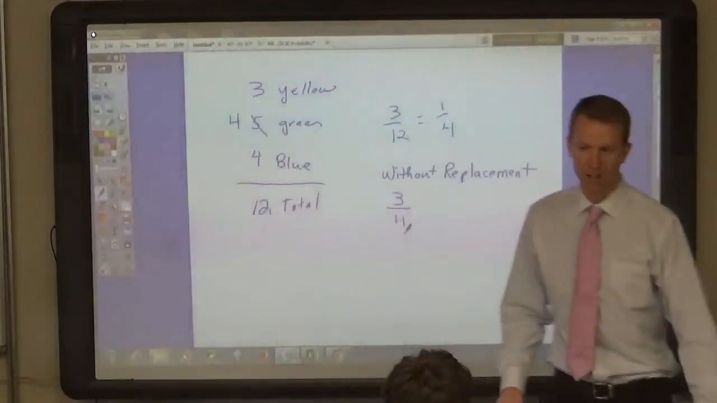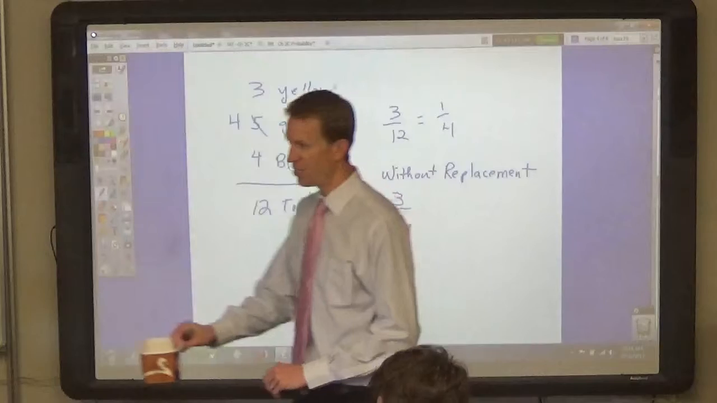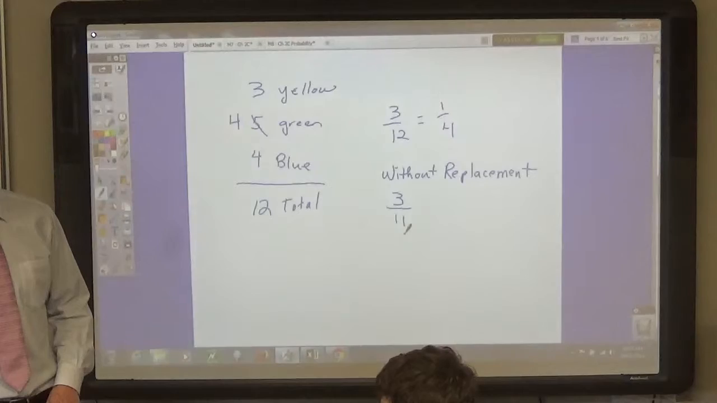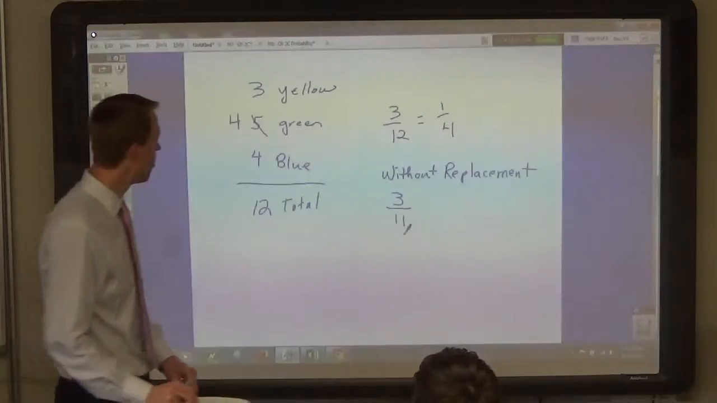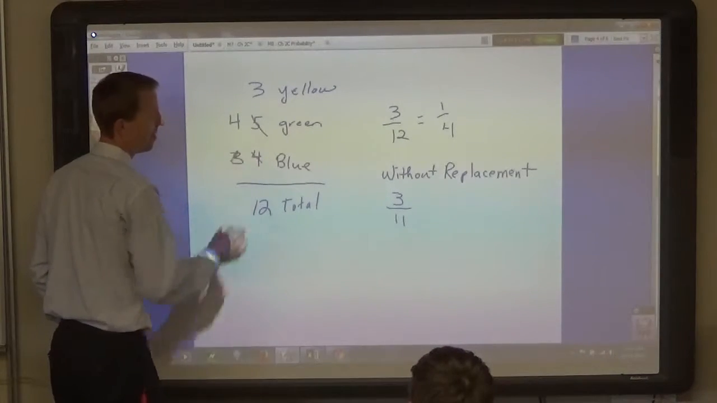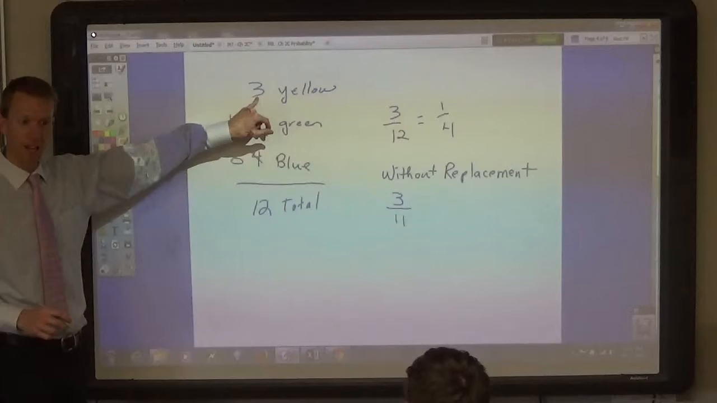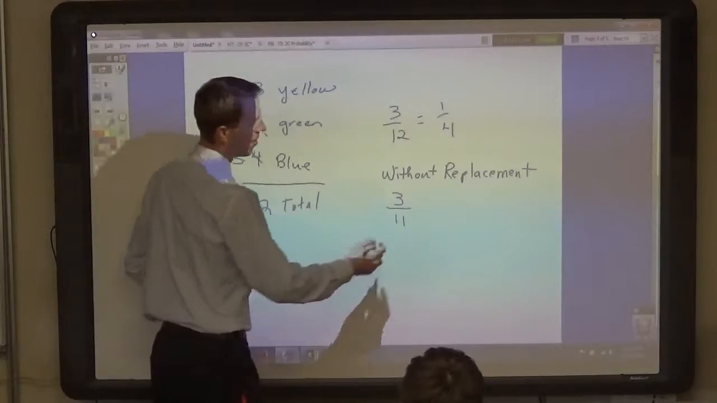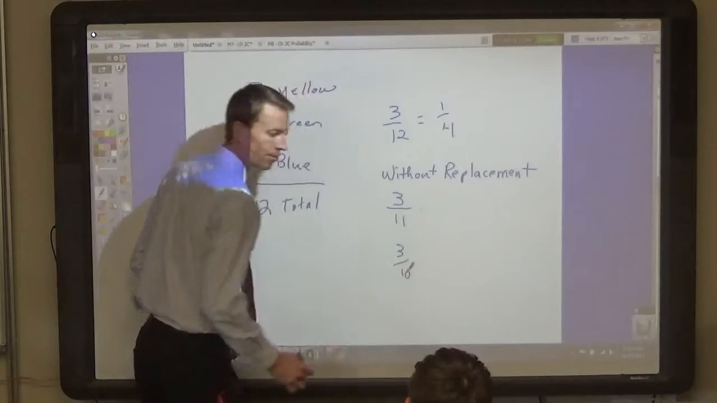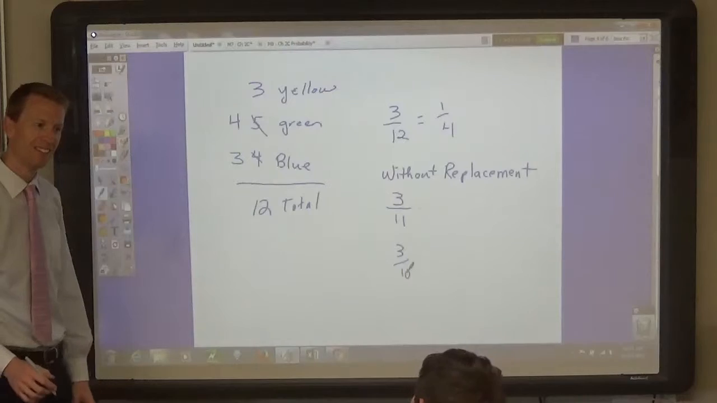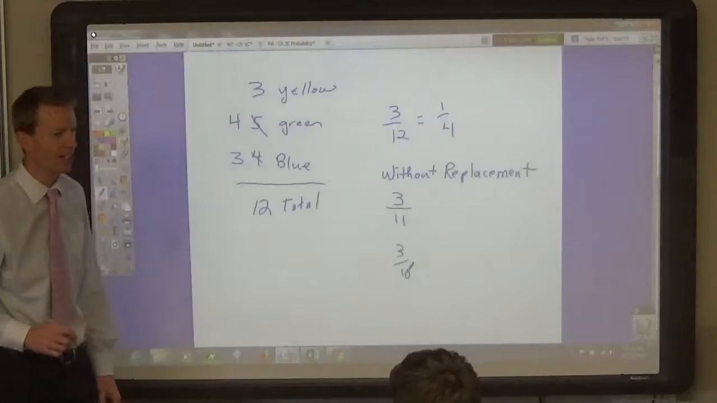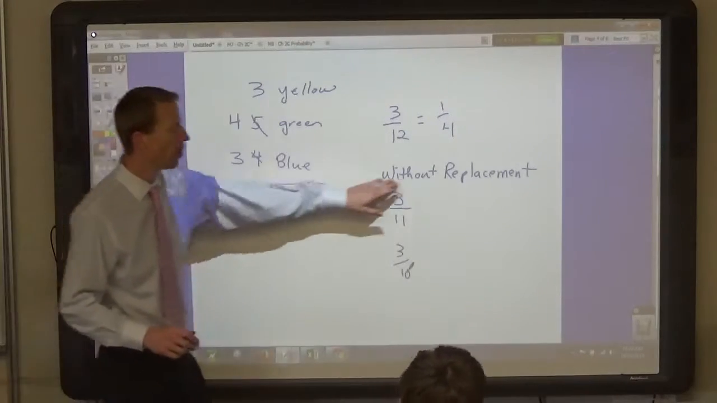Now, let's pull another one out. Keyshawn? A blue one. 3 out of 10. So now the chances of pulling a yellow one are higher. Now they're 3 out of 10, almost a 1 to 3 chance. It's a 30% chance instead of a 33% chance, right? So this is without replacement.